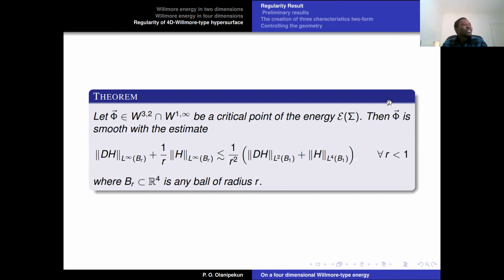So let phi be in this Sobolev space. Phi is a critical point of the energy. Then phi is smooth with this estimate, where this is a ball of radius one half. So we have that phi is smooth. That's the main result. But in order to obtain this result, we have several preliminary results from second order partial differential equations.